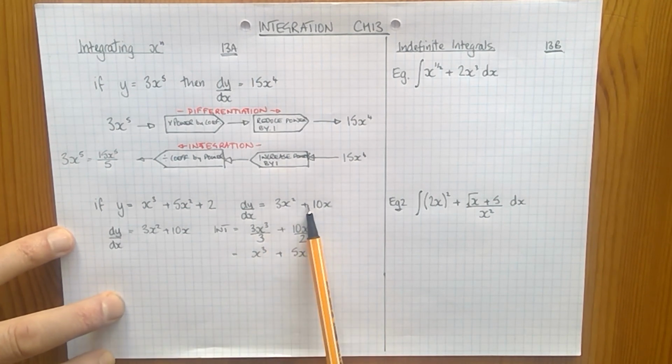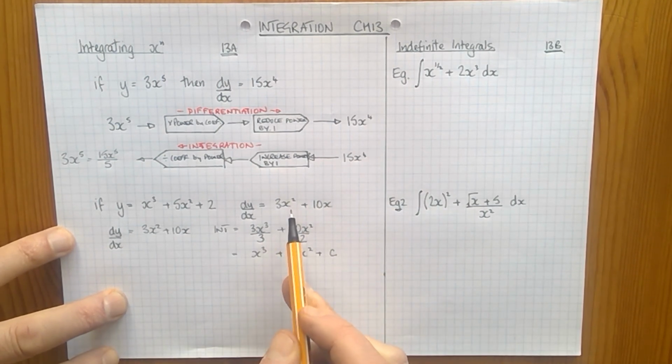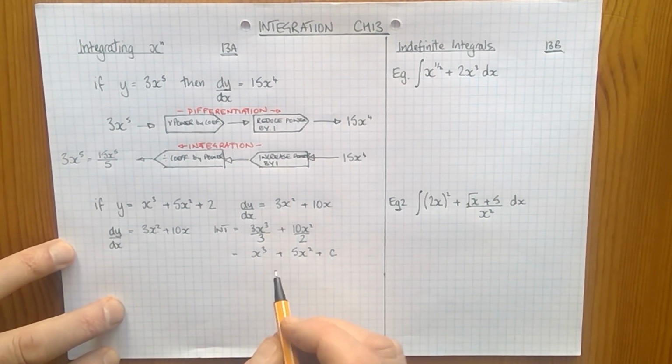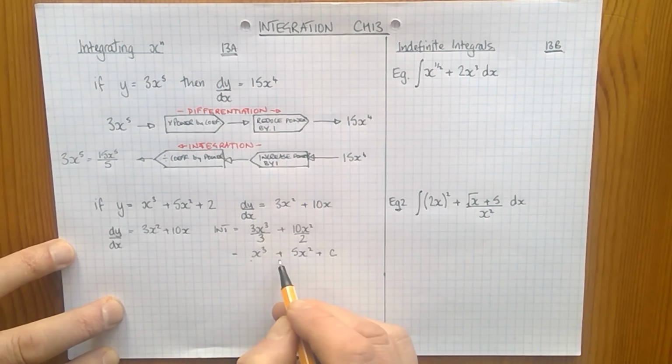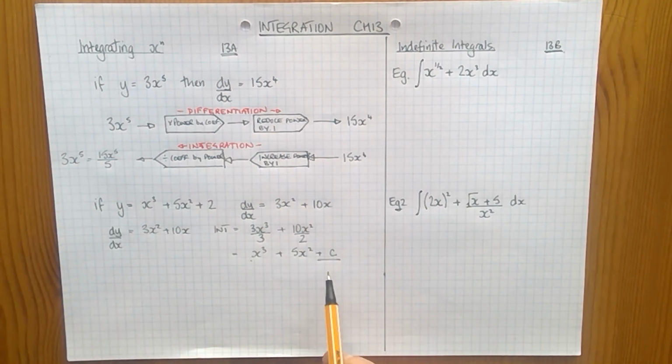So when I integrate this, I need to make sure that I put a plus c on the end, because the integral of this is going to have a number on the end, and as yet I don't know what it is. So we need to write it as, in this case, x cubed plus 5x squared plus c. You will miss out a point if you forget your plus c on a lot of questions.